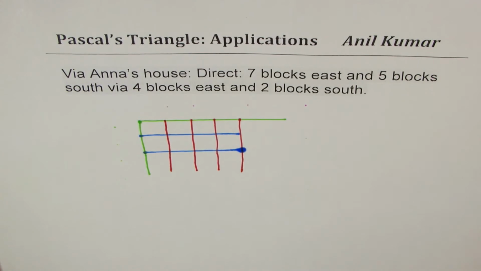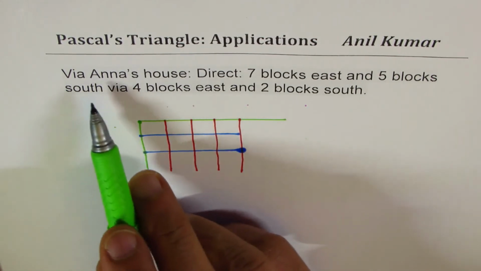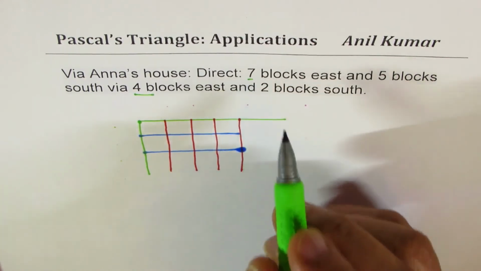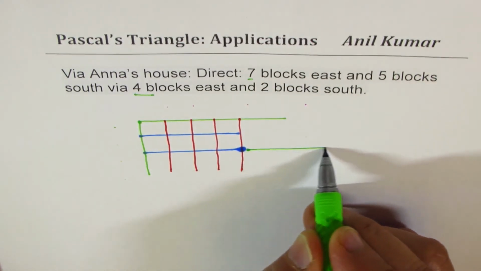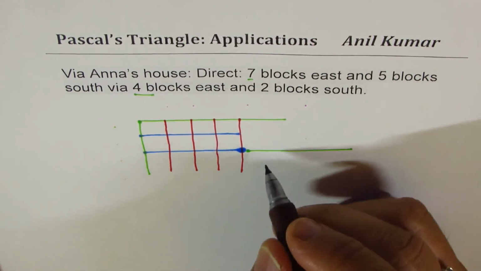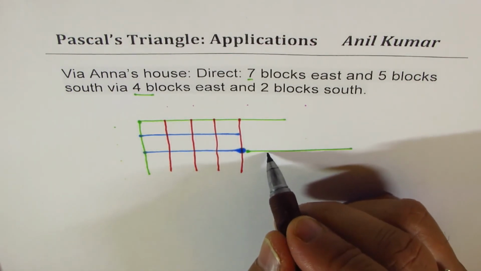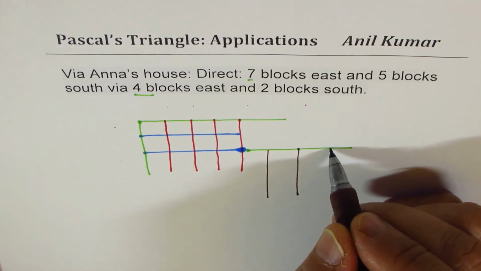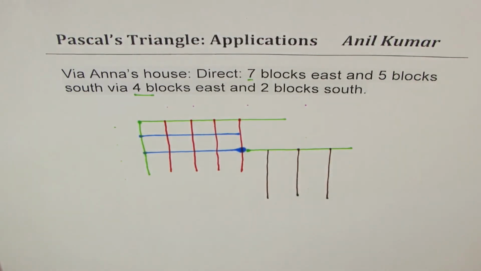Now from here, what is left? Nirvan has already traveled 4 blocks east. He has to go 7. That means 3 more, right? That means 3 more. So from here, 3 more. 1, 2, and 3. 3 more.